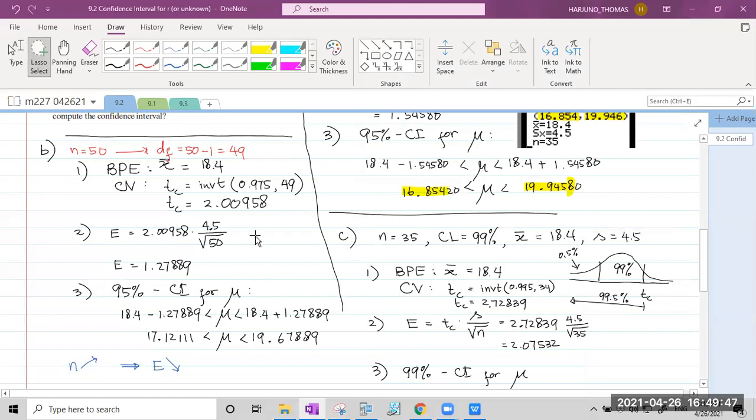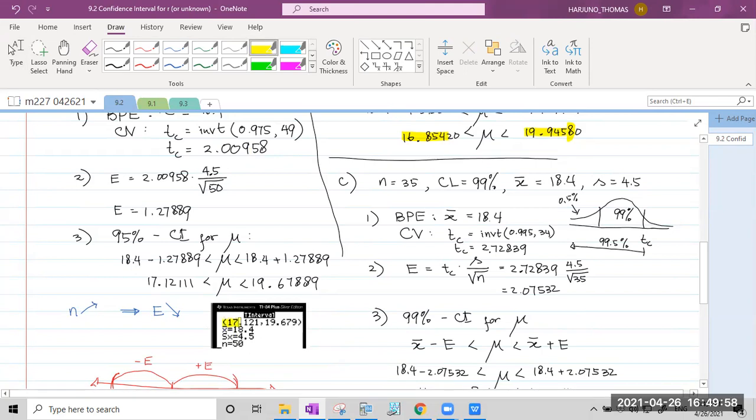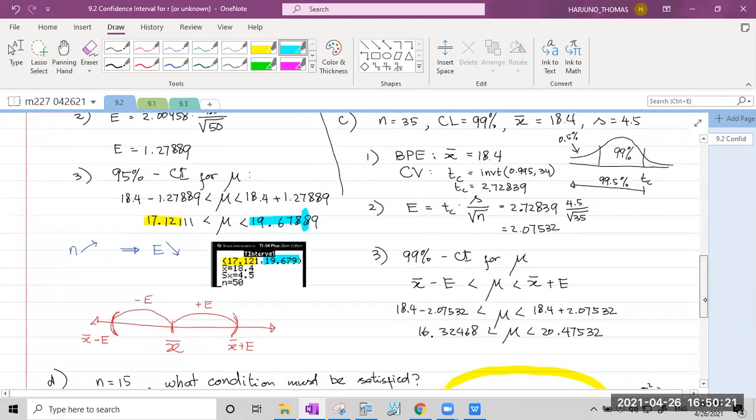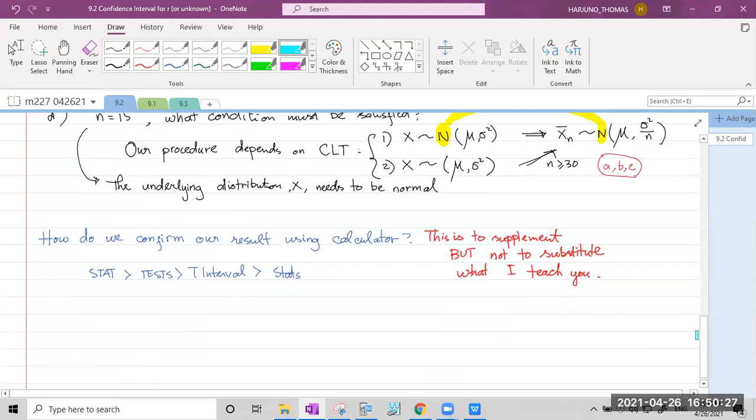Let me put it here. So you see that the calculator is accurate to 3 decimal places. We are accurate to 5 decimal places. They are only up to 3. We are up to 5 decimal places. Okay, so we can use that to confirm our answer.